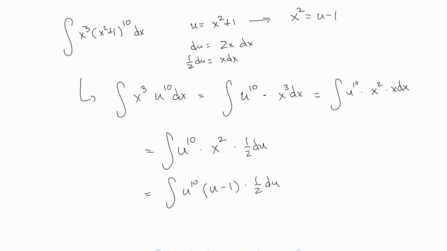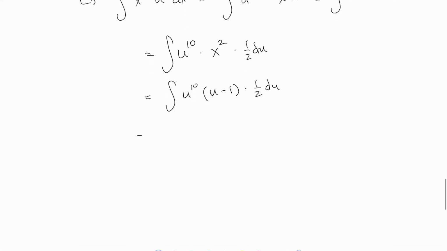Right? And now these are all in terms of u's, and we can distribute the u to the 10 across this one over here. So let's take the 1/2 all the way out of the integral. Distribute u to the 10. I get u to the 11 minus u to the 10 du. And now we just do this integral. They're just added together, so we do them separately. 1/2 out front. 1/12 u to the 12 minus 1/11 u to the 11.